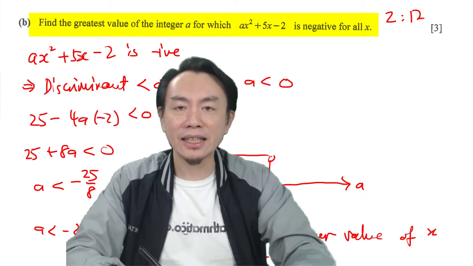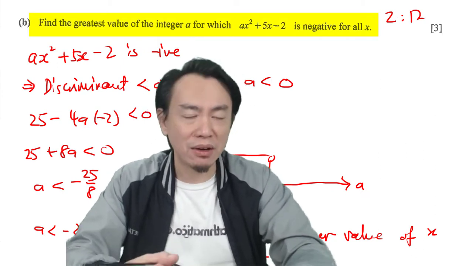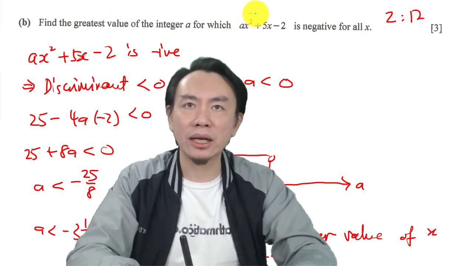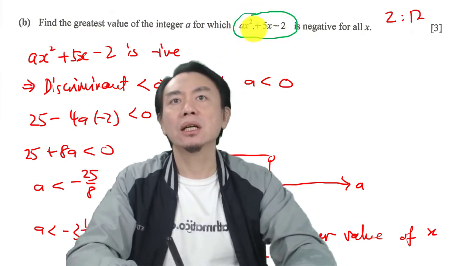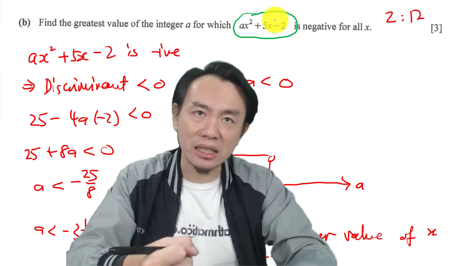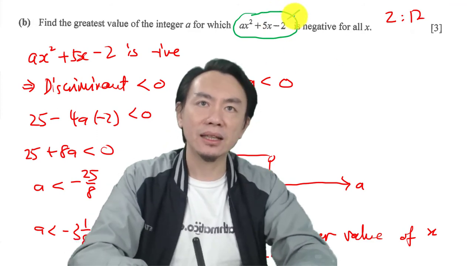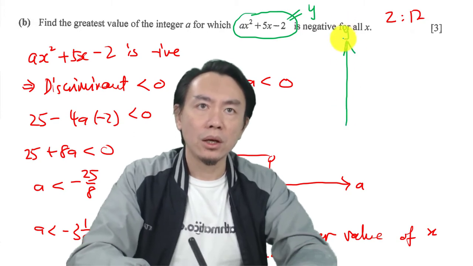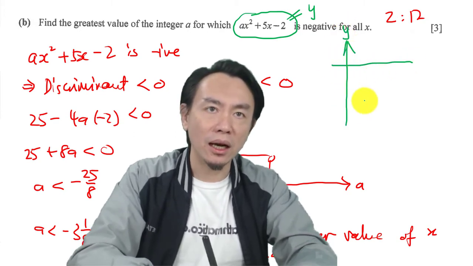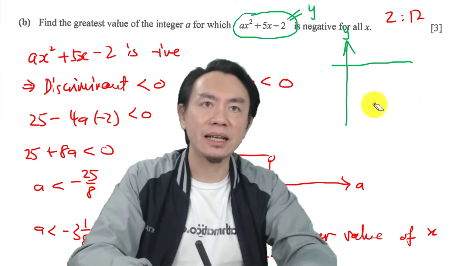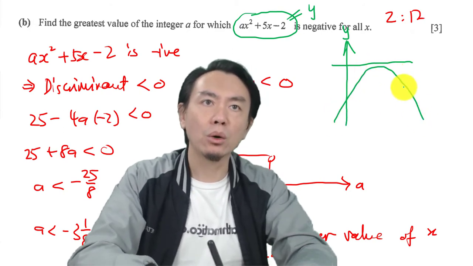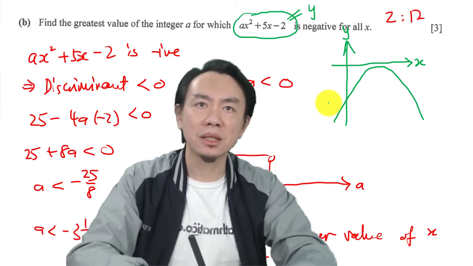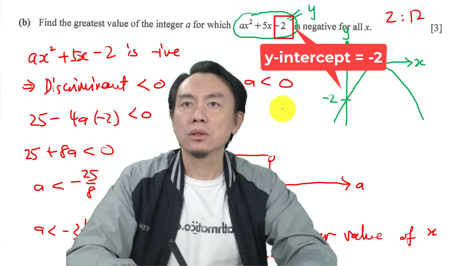Part B, find the greatest integer a for which ax squared plus 5x minus 2 is negative for all x. You can see that this is a quadratic expression. If your quadratic expression is always negative, we let this equal y, so your y value would always be negative. That means you have a set-face graph below the x-axis, something like this. And the y-intercept is negative 2.